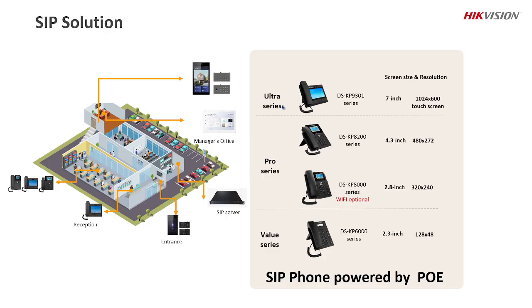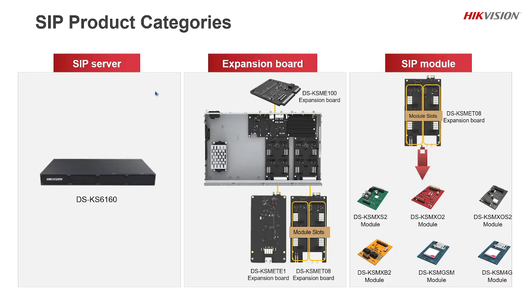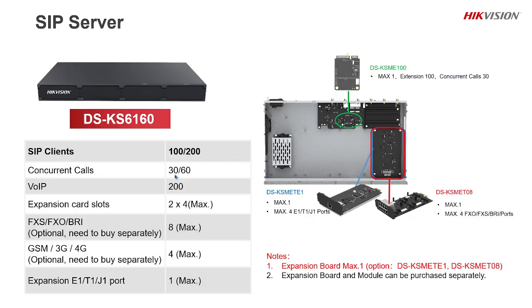The Ultra is 7-inch, touch screen. Then now we have the others which are not touch screen. The Pro series, we also have an option for Wi-Fi. So cabling again, so for the security gate, you can do a wireless solution. Then some product categories, we have the SIP server, which gets the expansion boards for things like modules. Then we have the SIP module, even with 4G options, or let me say the SIM card option for the call.